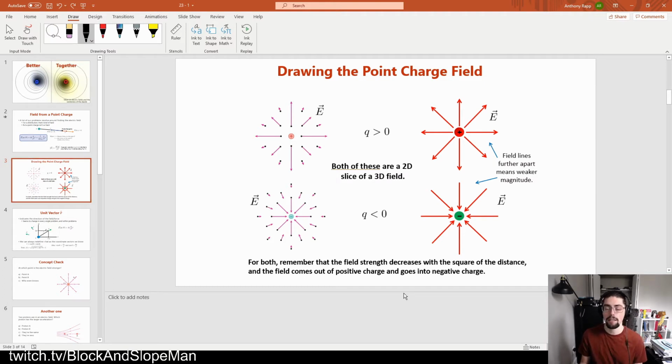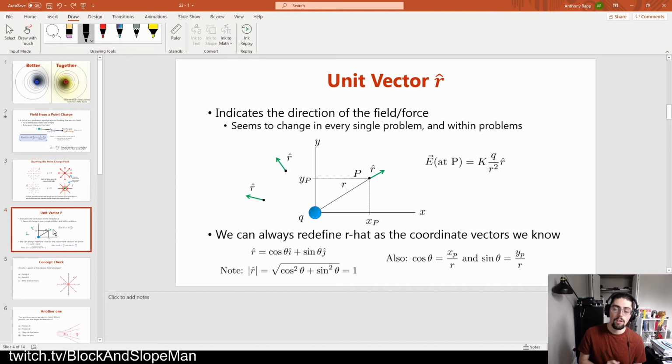And then same deal, positive and negative. So r hat was probably the trickiest point about the last slides, and it might still be the trickiest point about these slides as well, right? Because it's kind of a tricky concept if you're not used to seeing it.